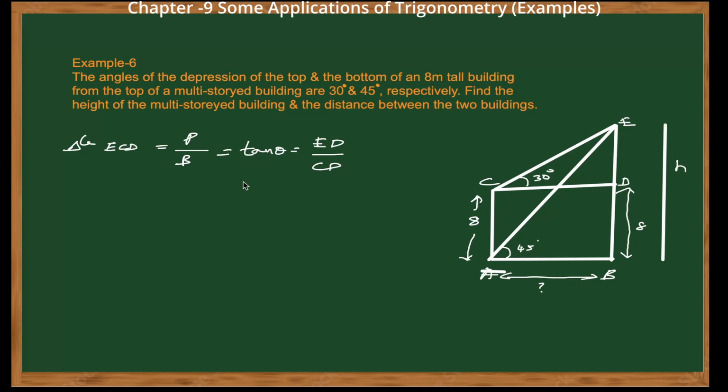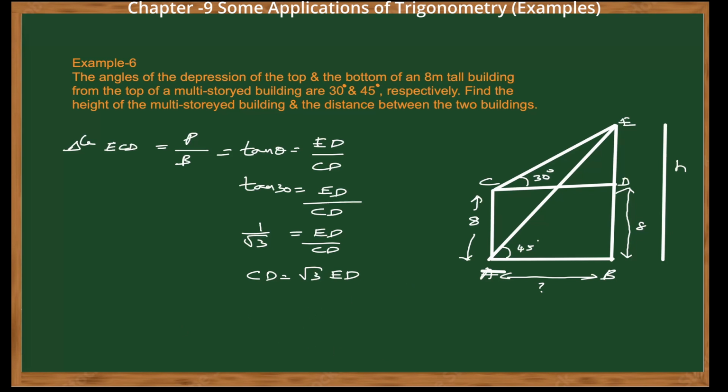So tan 30 degrees is equal to ED divided by CD. We know the value of tan 30 from a trigonometric table. It is nothing but 1 by root 3, equal to ED divided by CD. So let's cross multiply. CD is equal to root 3 into ED. So we have another angle, so from that angle, let's see what we can get.